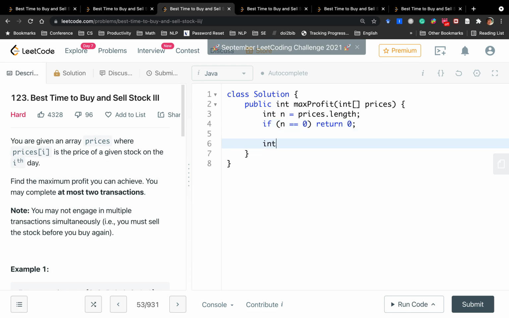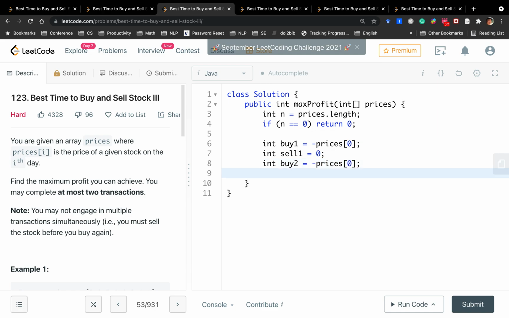algorithm. We need buy 1. So the same, buy 1, that means we should cost some money today, spend some money. And sell 1 should be 0. And buy 2, actually we can initialize to negative price is 0, although it will never get this result because we should finish one transaction. So 0. Okay, then I equal to 1, I less than n, I plus plus. So we should update each state.